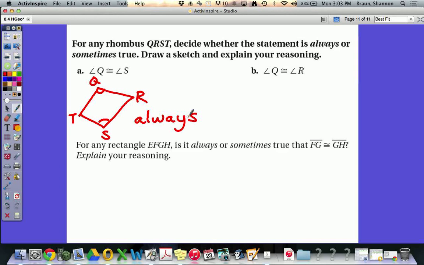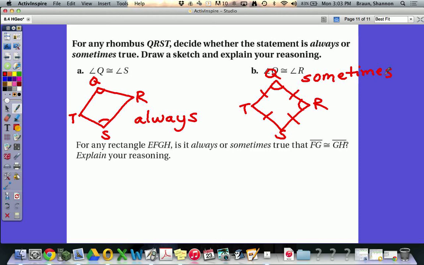Okay, the second one over here is asking whether or not QRST, which is also a rhombus, whether or not angles Q and R are congruent. And the answer to this one would be sometimes, and that would only be true if this rhombus is a square.